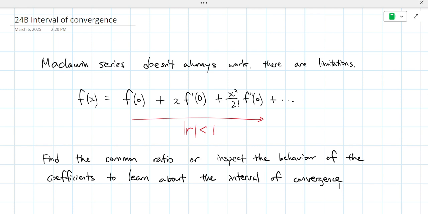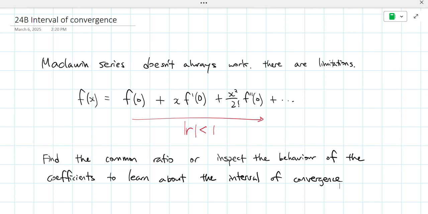We also briefly talked about the Maclaurin series not converging all the time. It doesn't always work. It only works for certain values of x. So it's not that it doesn't work for certain functions. It doesn't work for certain values of x, where the x causes the Maclaurin series to be expanding or diverging. It only works if the consecutive terms are converging.